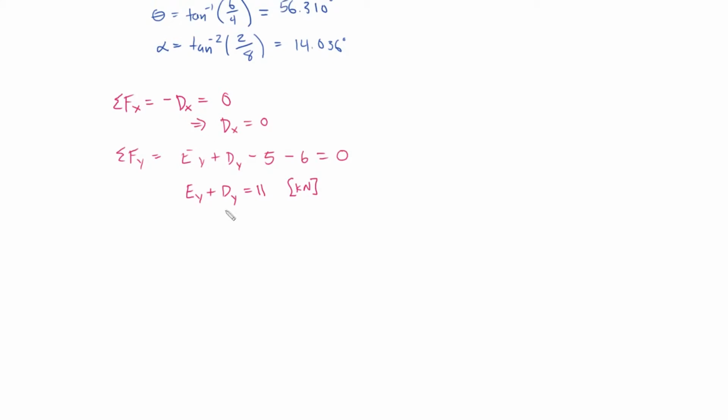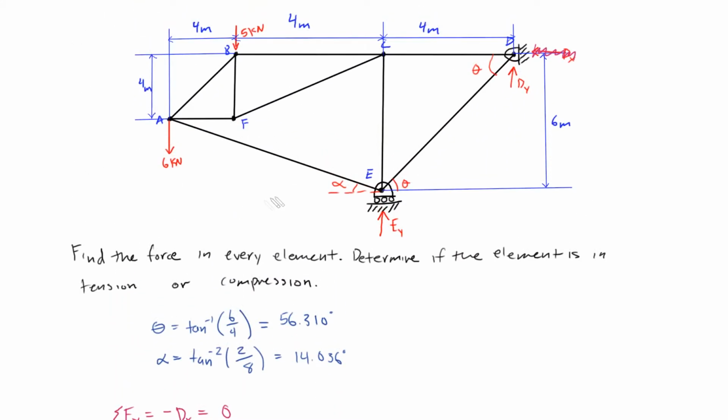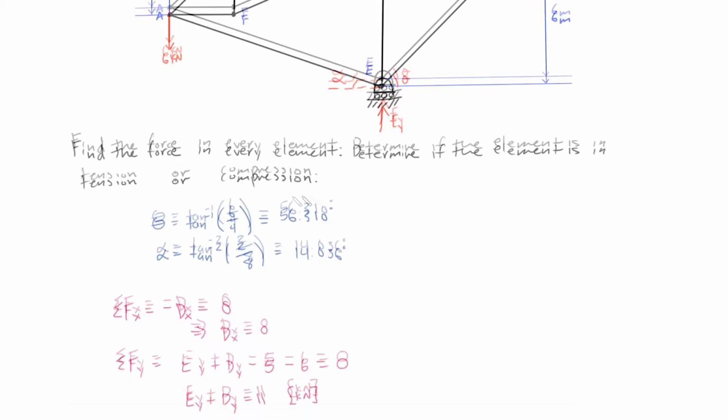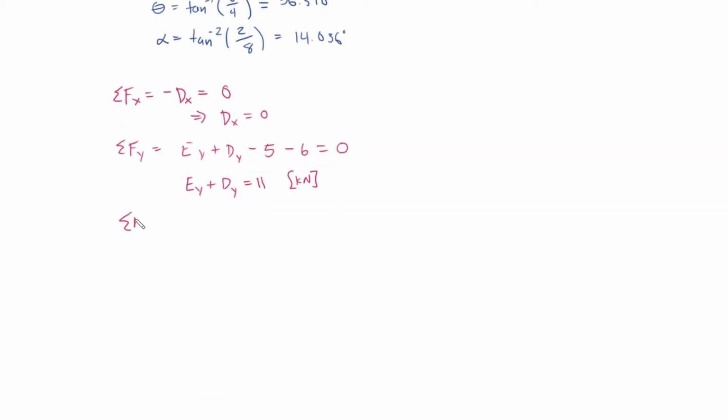And then the last thing we're going to do is actually take a moment. So we want to take a moment about a point where it eliminates one of these variables. We could take the moment about D or the moment about E. But in this problem, I'm going to take a moment about E, so we're going to get rid of that E variable. So we're going to say the moment about E, and we're going to say counterclockwise is positive.